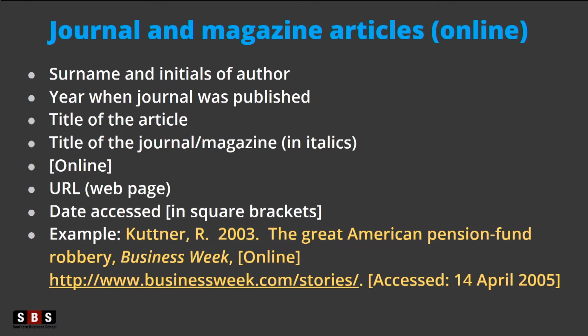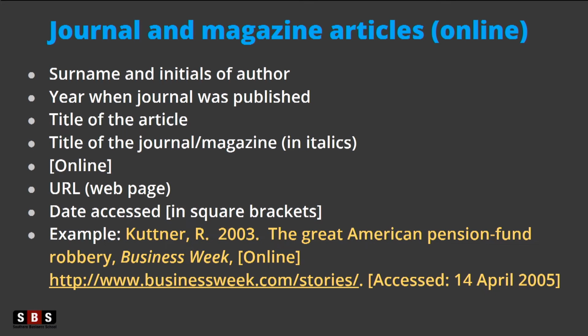When we look at journal and magazine articles which are available online, there are many, many of them. So we very often get this information online. Still the same procedure as for any other journal article. You have your surname and initials of your author, the year when the journal was published, the title of the article, not printed in italics, then the title of your journal, magazine or periodical, which is printed in italics, followed by, in square brackets, the word online. Then the URL is provided, the date on which the article was accessed in square brackets.